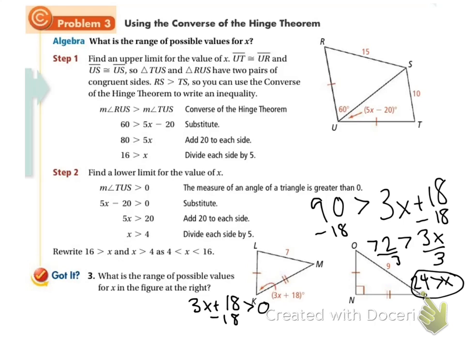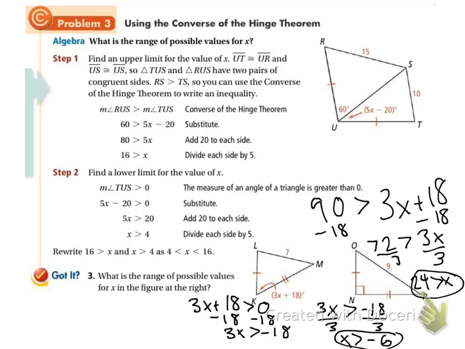So I'll subtract 18. 3x is greater than negative 18. Let me move it over here because I'm running out of room. I'll divide both sides by 3, and I get that x is greater than negative 6. Which at first seems wrong. Like, hey, you just said we can't have negative degrees. That's not okay. But we don't. Right now, this is just the value of my variable. This is just what I'm going to plug in.